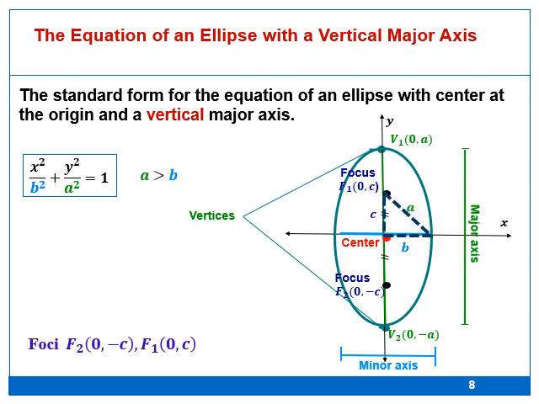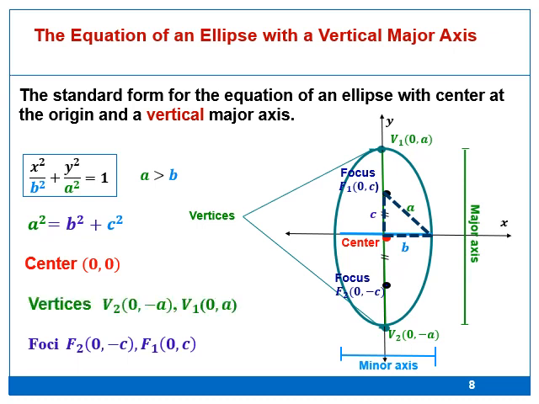By joining the endpoint of the minor axis with the focus, the length of this line is A, the base is B, and the height is C. So A squared is equal to B squared plus C squared. The center will be 0 and 0. The vertices, we can get them by putting x equal to 0. We'll get y equal to plus or minus A. For the foci, they are 0 and C and 0 and negative C since they lie on the y-axis.